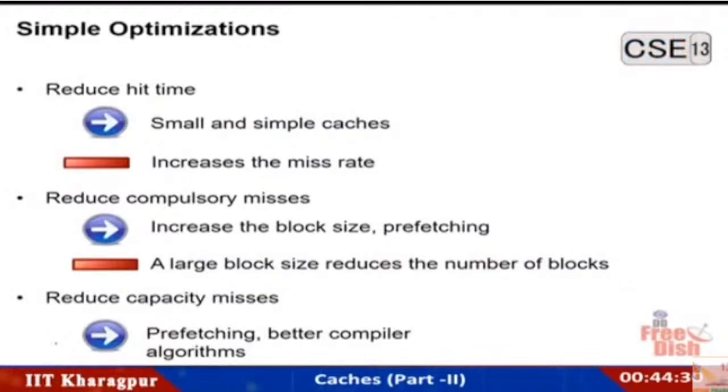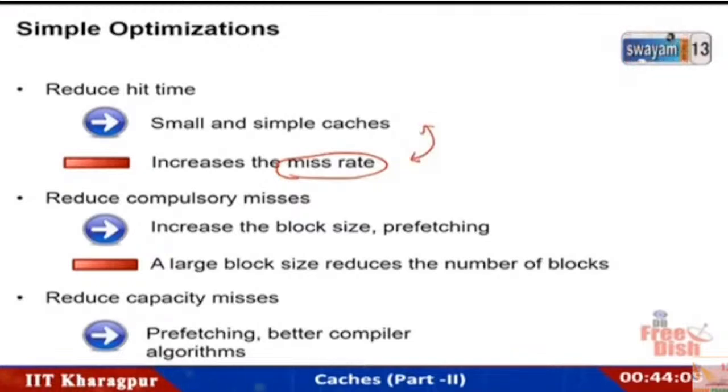Some simple optimizations for reducing the hit time: we can have small and simple caches. With small and simple caches the hit time will get reduced, but the negative aspect is it will increase the miss rate. Right? Smaller is the cache, higher is the miss rate. So we probably don't want this. Some trade-off has to be struck between these two factors.